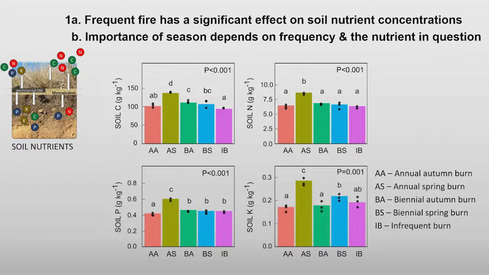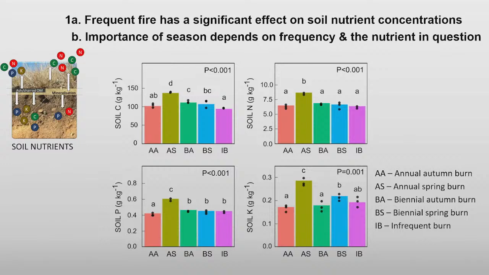In contrast, the soil nitrogen and phosphorus were remarkably resistant to fire regime, except in the annual burn, where you see a significant increase in the spring burn in those nutrients. Potassium, in contrast, didn't respond really to frequency, but showed significant increases with spring burns, both the annual and the biennial spring burn. So why is this happening?